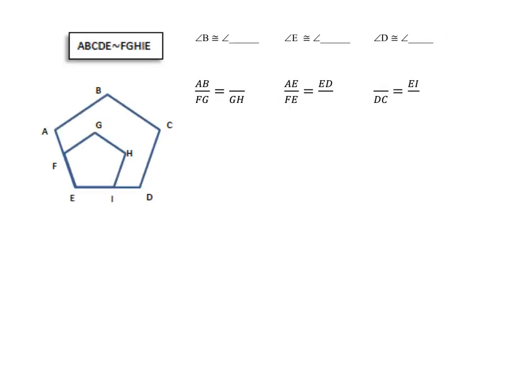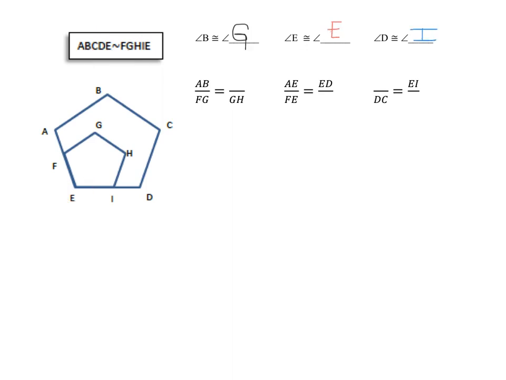Okay, so here we have two similar pentagons. ABCDE is similar to FGHIE. So we're going to fill in these missing blanks. Angle B, you can look here, is probably the easiest, is going to match up with angle G. You can also look at the pictures if that's helpful to you. And then angle E is going to be matching up with E on this side. If you look at the picture, that's why they're the same letter, because they're sharing this spot right here. And then angle D is matching up with angle I.